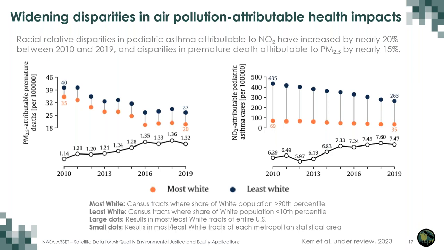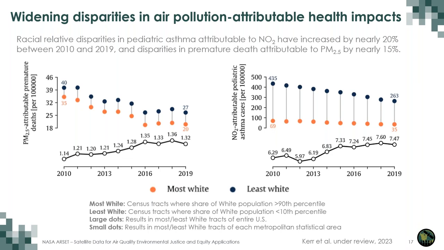The relative disparity, that line chart on the bottom, has been increasing over time to about 1.32. That's the ratio of PM 2.5 attributable premature deaths per 100,000 in the least white census tracts compared with the most white census tracts. On the right-hand side here, we have the NO2 attributable health impacts, pediatric asthma cases per 100,000. We also see that those are going down over time, but we still have quite a bit of disparity. In fact, much more disparity for NO2 attributable health impacts compared with PM 2.5 attributable health impacts. Here for NO2, we have a ratio of about 7.5. That is, the NO2 attributable pediatric asthma cases per 100,000 are about 7.5 times higher for the least white census tracts across the United States compared with the most white census tracts. And those relative disparities are increasing as well.